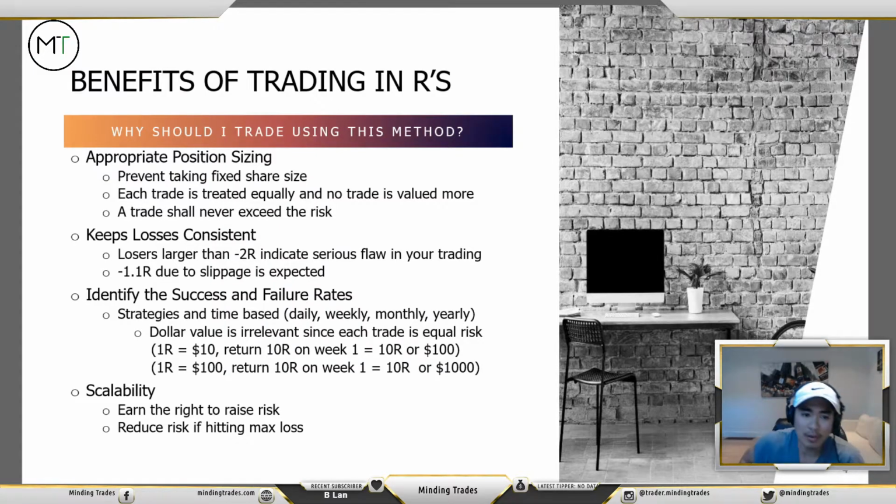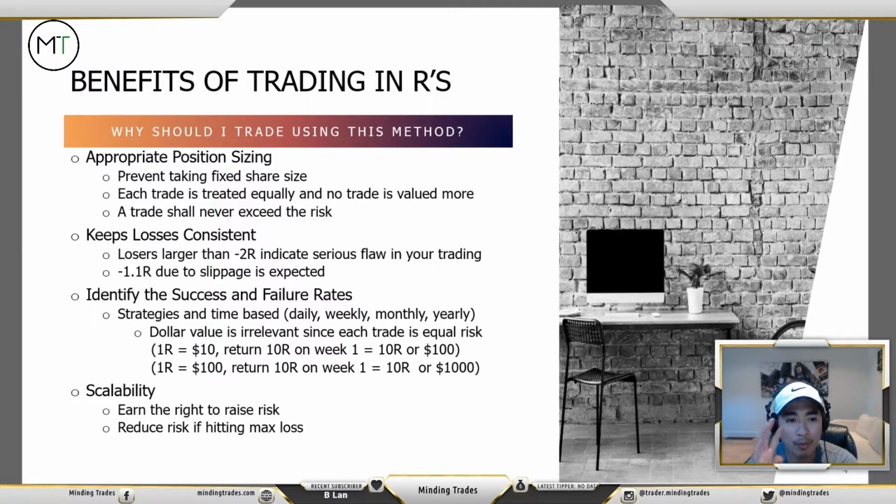Number 3, we want to identify the success and failure rates. So strategies based on time, whether it be daily, weekly, monthly, and so forth, or specific strategies such as buy setups, sell setups, wedges, triangles, breakouts, parabolic plays, and so forth, right? So it doesn't matter what your dollar value is, we already talked about this. If 1 R is $10, you return 10 Rs in 1 week, basically you have $100, or that is 10 Rs. Same thing as 1 R or 1 risk unit is $100, you return 10 R, that's $1,000, right? You see the difference there? $100 to $1,000 is all the same if you're doing it in Rs. So don't think about that dollar value.